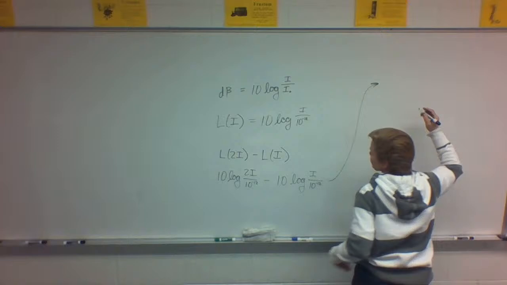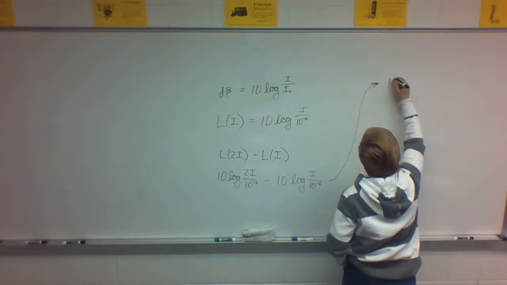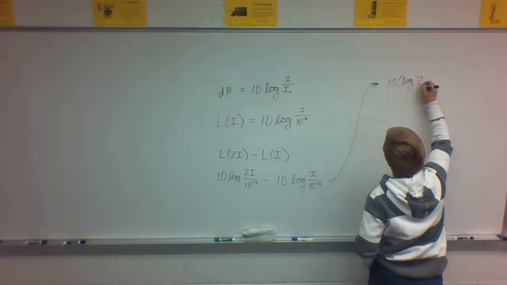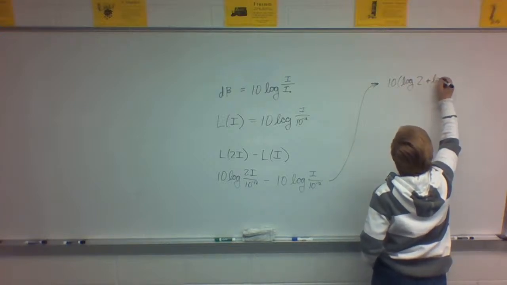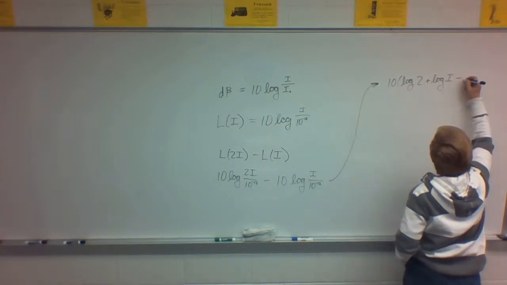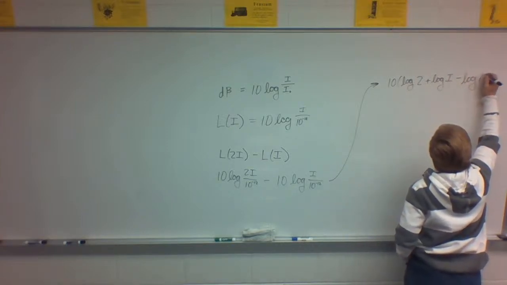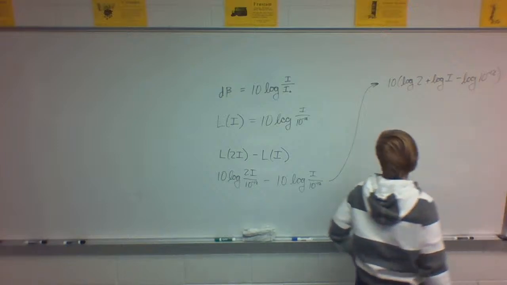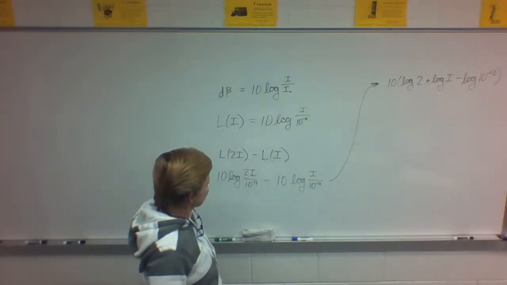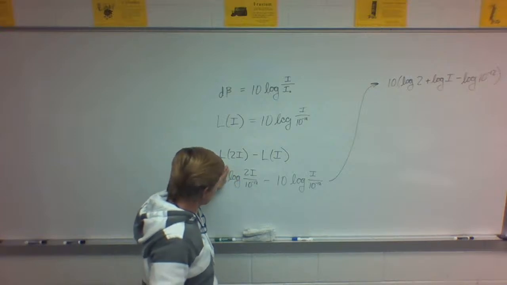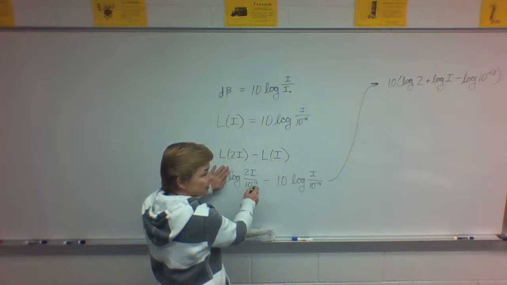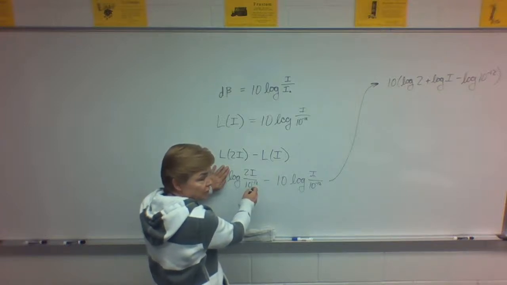This one right here is the same thing as 10 parenthesis log 2 plus log I minus log 10 to the negative 12. If you expand that, the 10 belongs to the entire log, so the 10 is held outside here. Looking at just this, it's the log of 2 plus the log of I divided by the log of 10 to the negative 12, which is minus. It turned into a subtraction when you expand it.